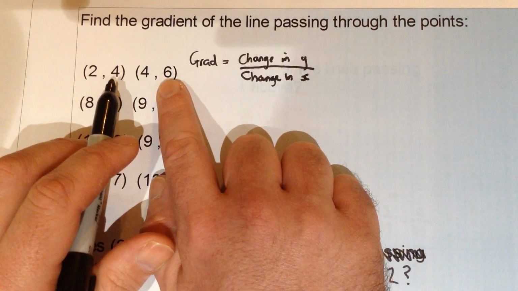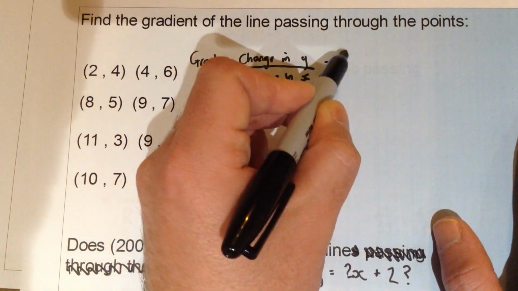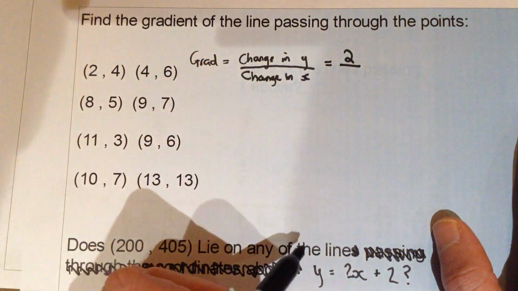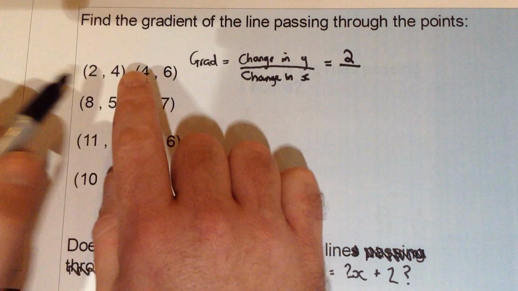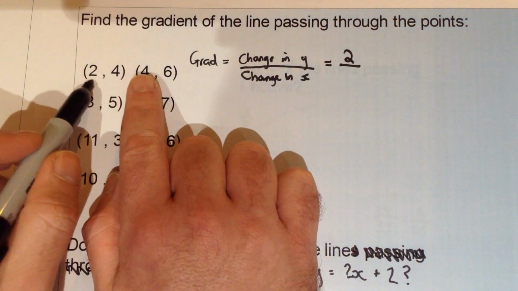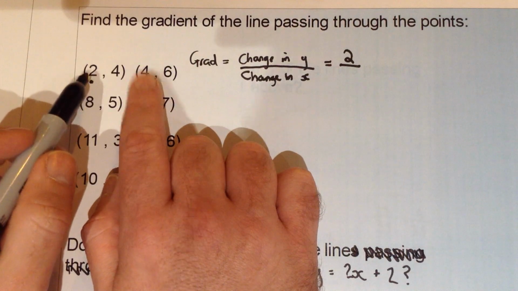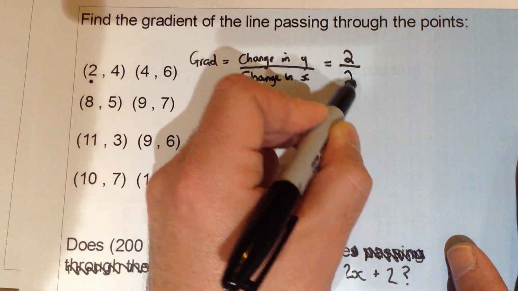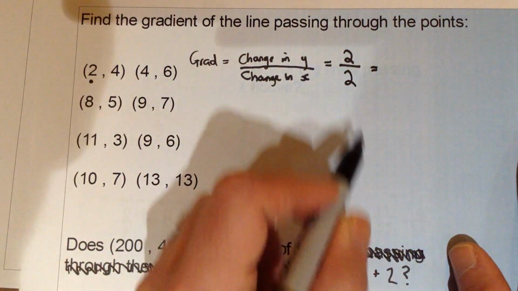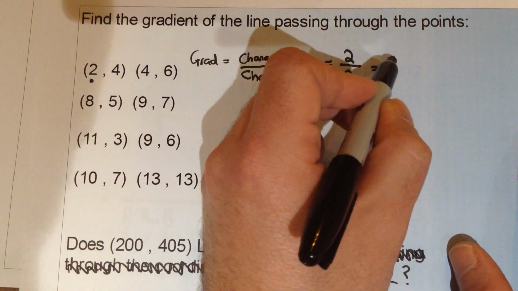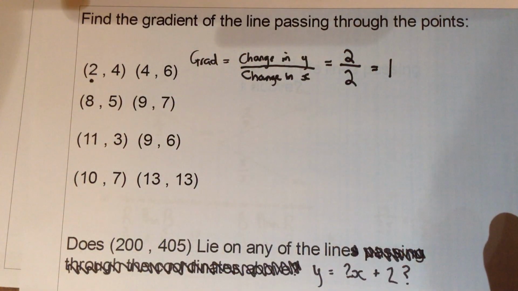The difference between those two here would be 2, divided by the change in x, so the difference between the 2 and the 4, the two numbers that would go onto the x-axis. The difference between 2 and 4 is 2. So for the gradient, we would have 2 divided by 2, which is 1.